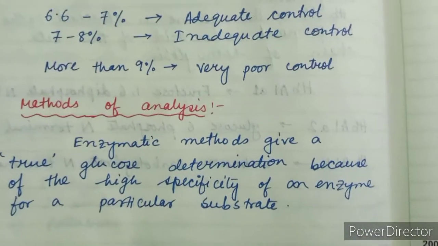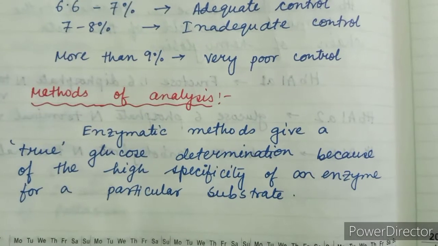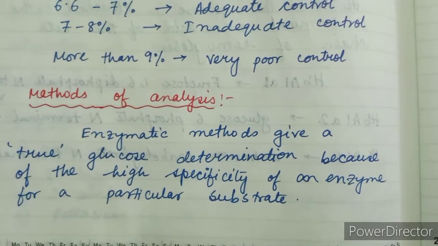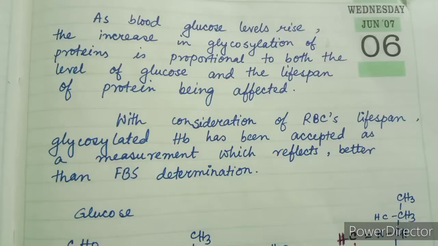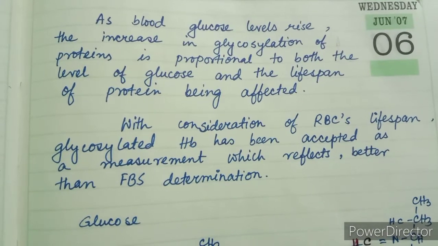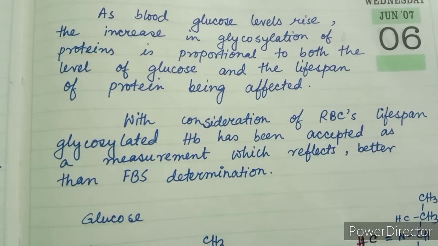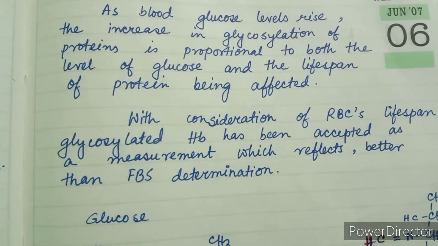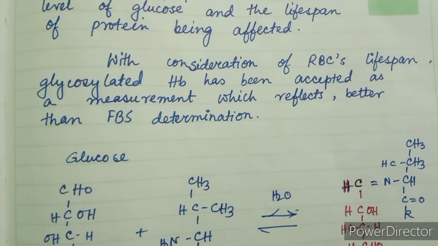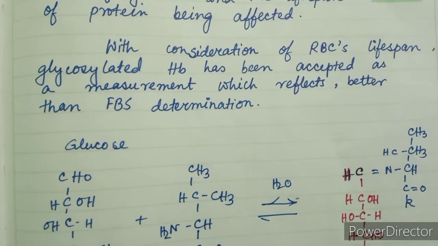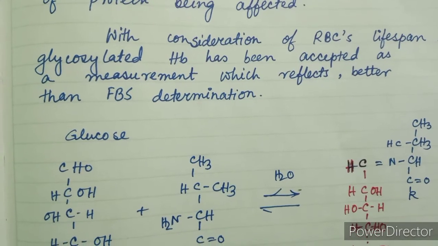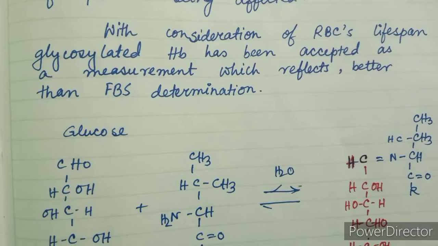Methods of analysis: enzymatic methods give a true glucose determination because of the high specificity of an enzyme for a particular substrate. As blood glucose level rises, the increase in glycosylation of protein is proportional to both the level of glucose and the lifespan of the protein being affected. With consideration of RBC's lifespan, glycosylated hemoglobin has been accepted as a measurement which reflects better than FBS, fasting blood sugar determination.